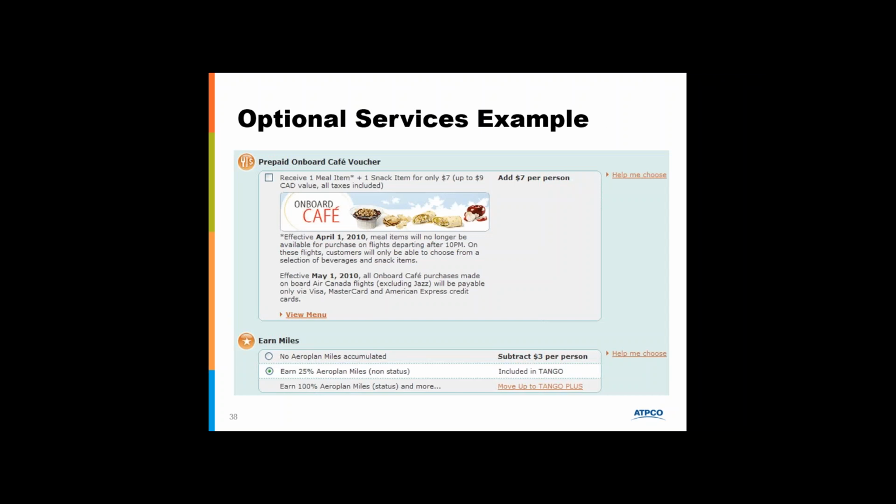So as an example of an optional service, we show in this case a voucher that is offered on board, mileage accrual, etc. Anything an airline wishes to display in a brand of what goes with that fare, in addition to the rule restrictions.